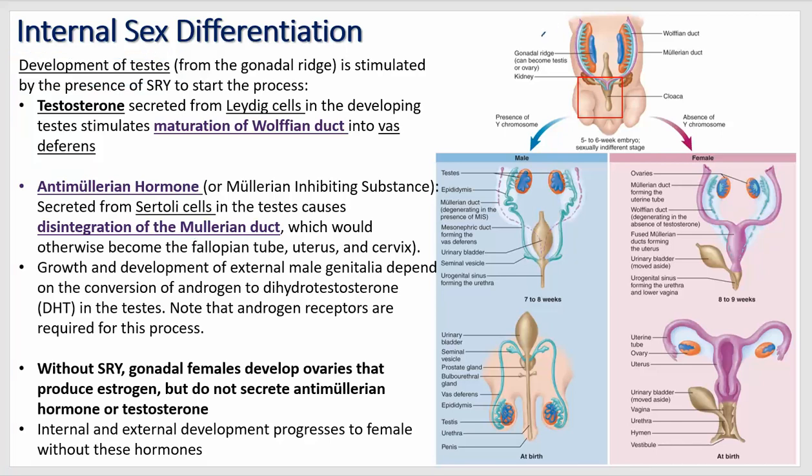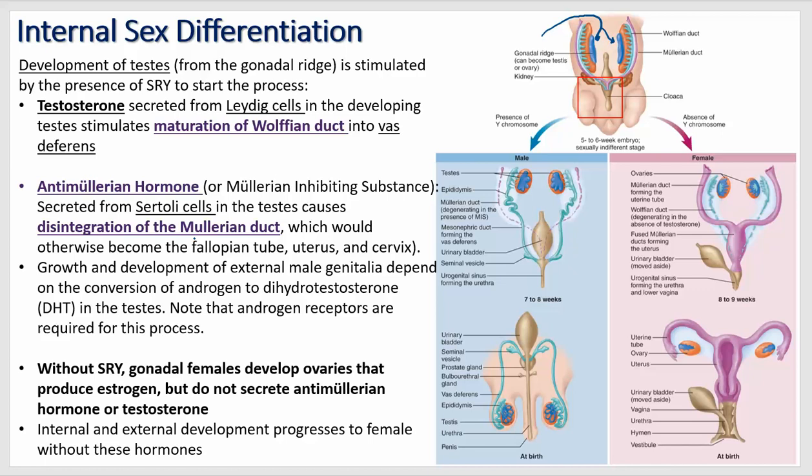Now you can see up here in this picture, these are the early gonads, these blue blobs right there. Those don't know whether they're going to be an ovary or a testis. They could become ovaries, they could become testes. It is the presence of the SRY gene, after expression of that gene, that these will go on to become testes.